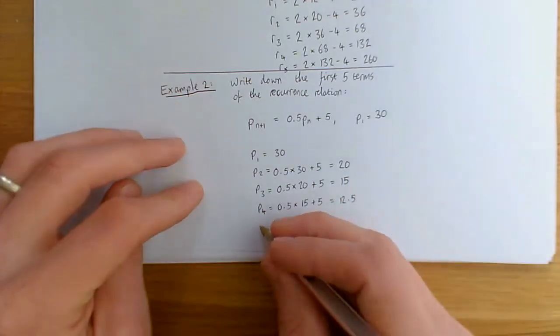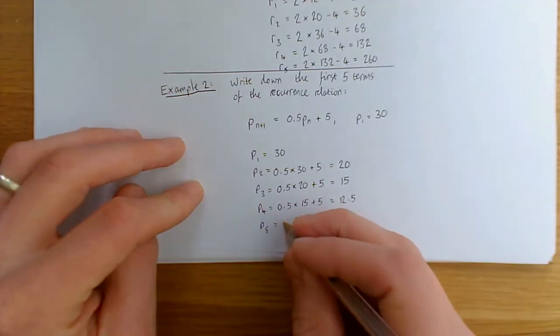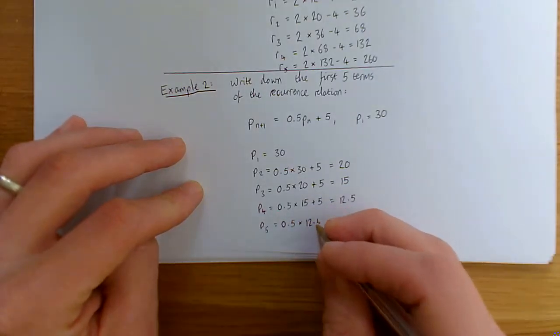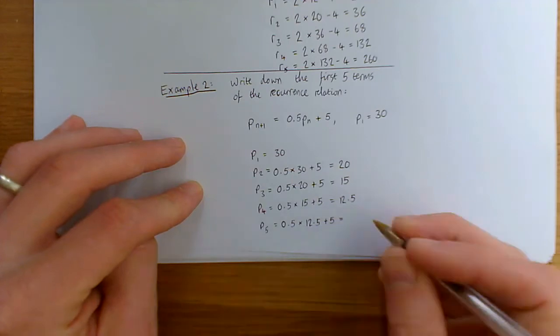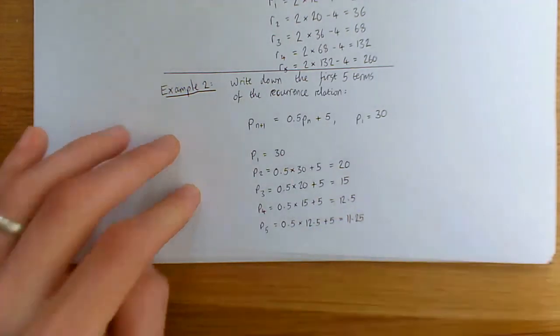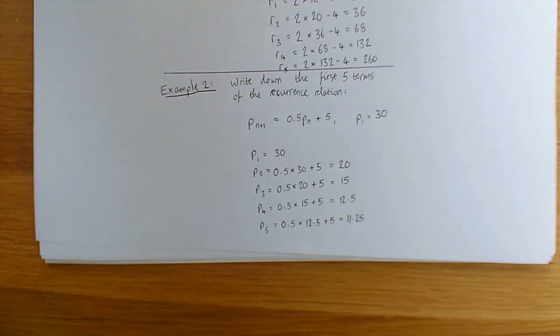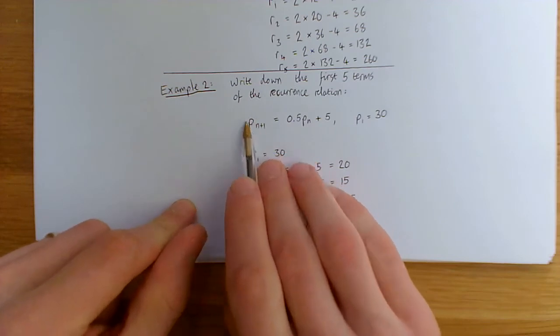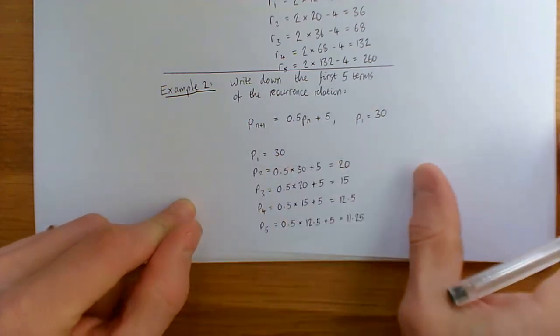So mainly this is just a process of being okay at arithmetic. You can even use a calculator if you want. That's fine. So 6.25 plus 5, which is 11.25. So each of these, we're just generating a sequence by taking some information about how to get to the next term given the previous term.